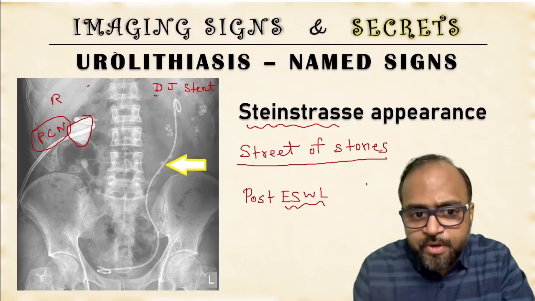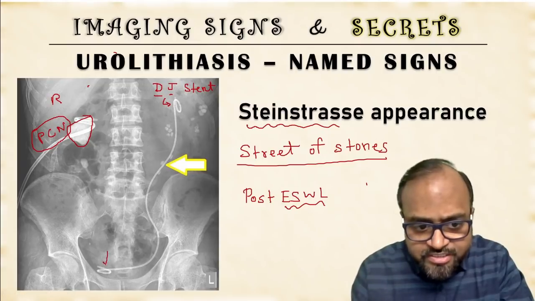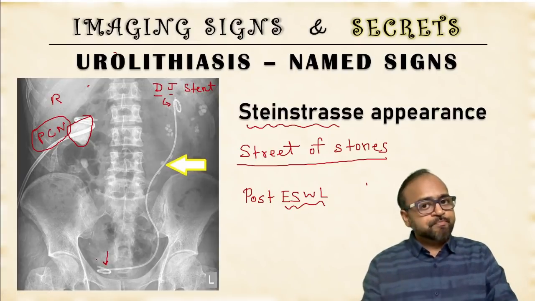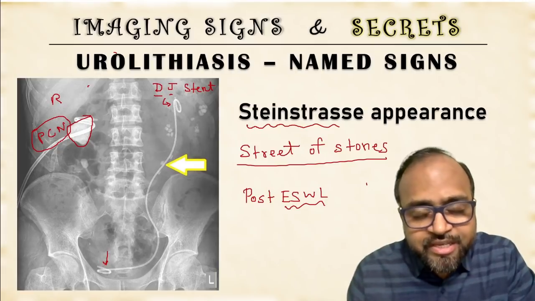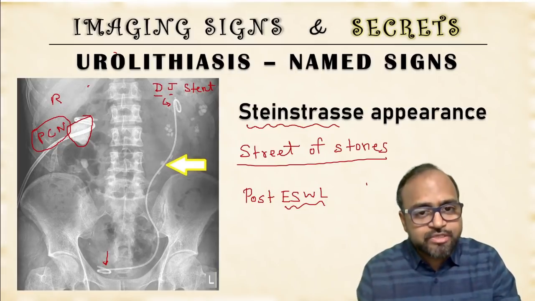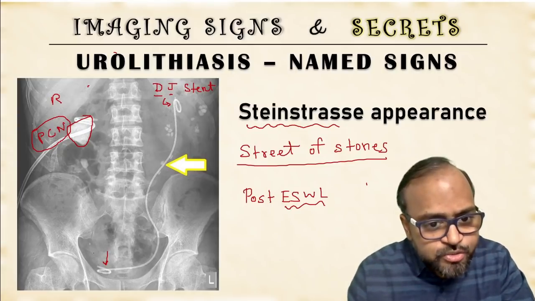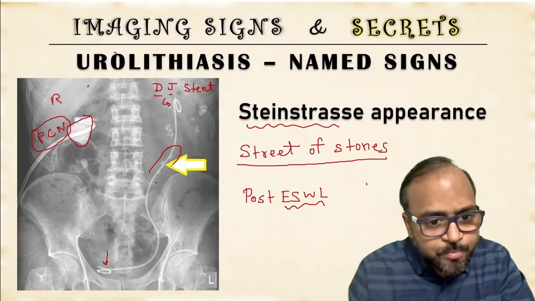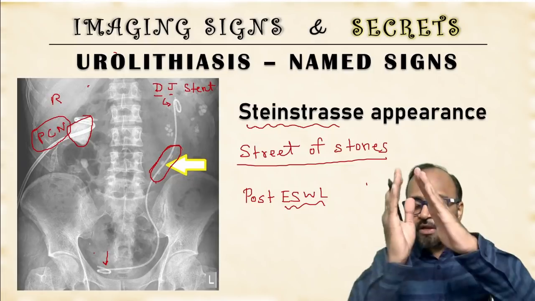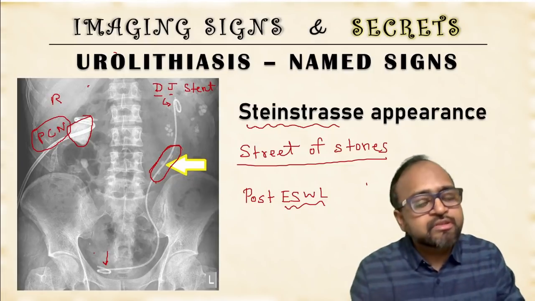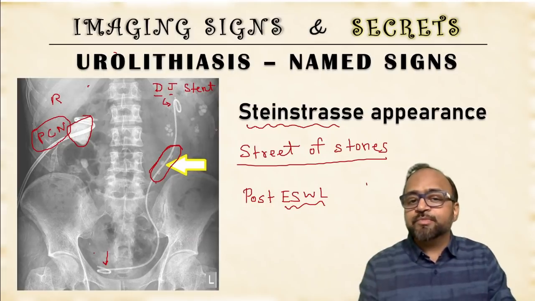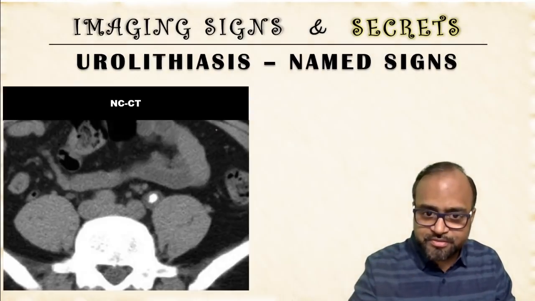DJ stent is a double J stent because at both its proximal end and its distal end you see a J-shaped curvature. Now what happens? Why is this DJ stent kept? Because we know that there is a large calculus and it has been fragmented into smaller and smaller portions. These smaller portions are going to line up along the longitudinal length of this particular DJ stent, and when they line up along the longitudinal length of the DJ stent, this is what is called the Steenstrasse appearance or street of stones appearance.